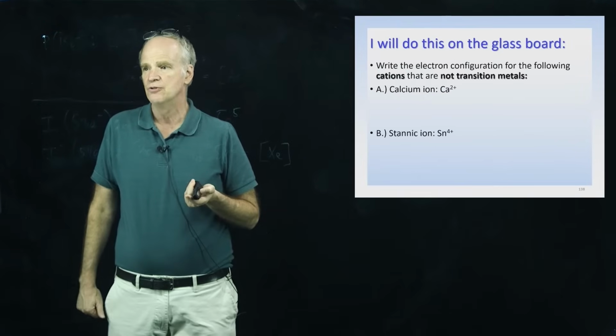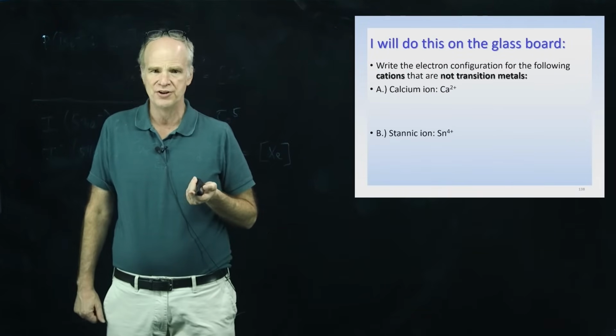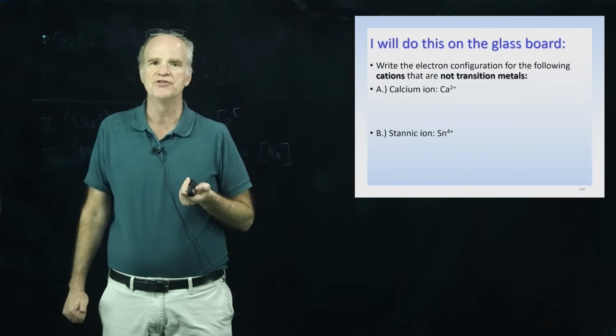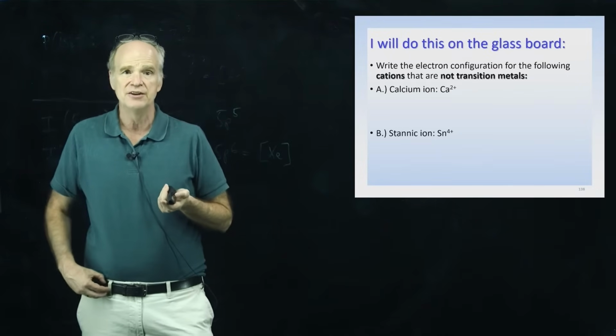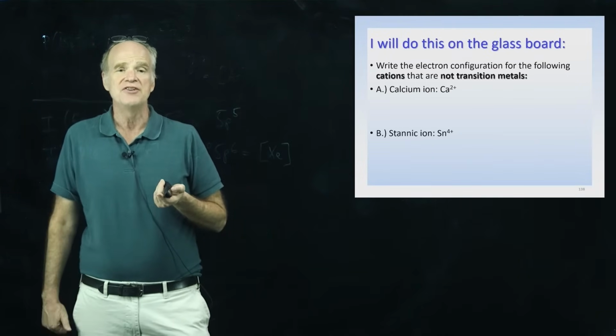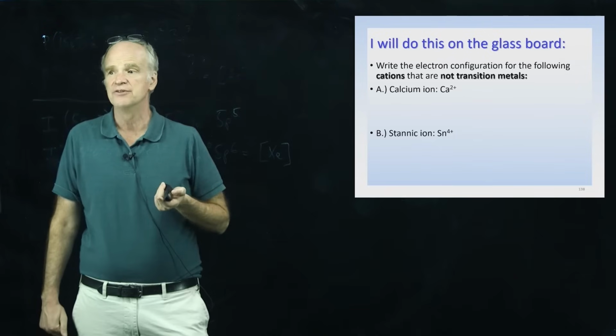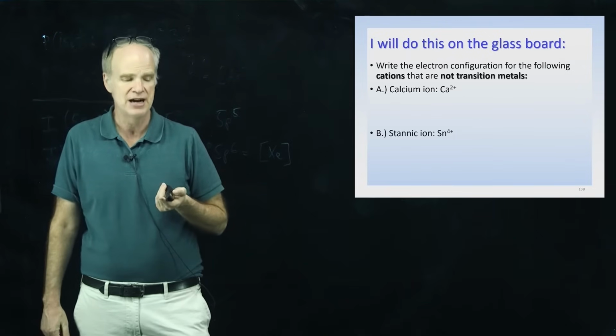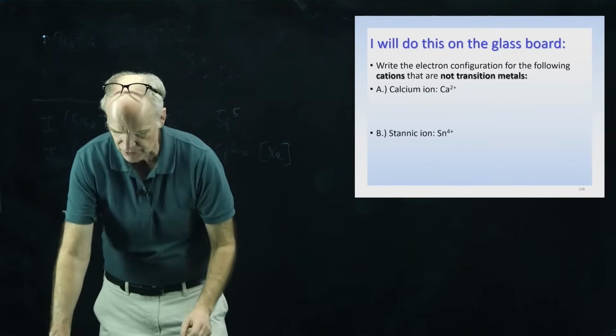Okay, so let's try some more difficult ones. What I'm going to do is write out abbreviated configurations for these atoms and then write out configurations for the ions. So let me just go ahead and do that on the board right now.